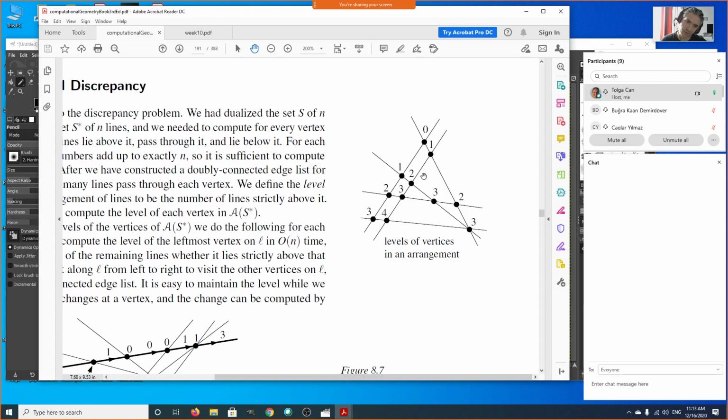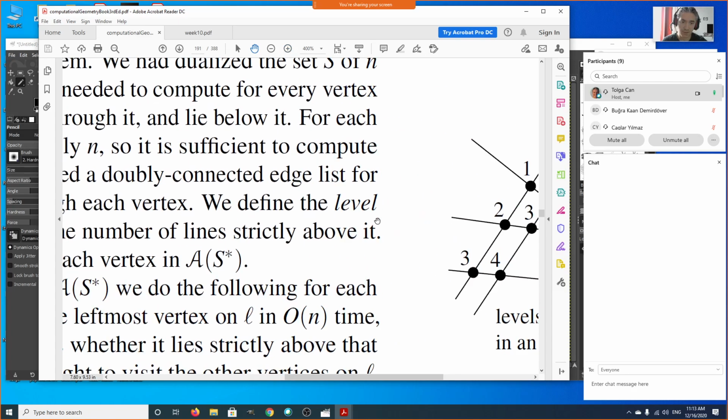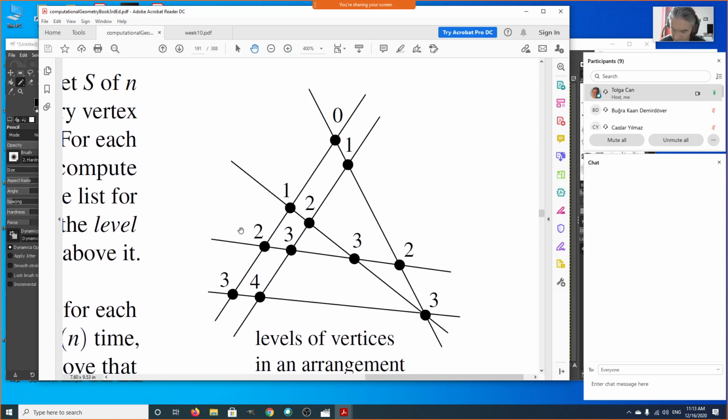So there are 6 of them. Yeah, there are six lines in this arrangement, not 5. I counted wrong. So 1, 2, 3, 4, 5, and 6. So there are 6 lines in this arrangement. Out of those 6 lines, 3 of them are strictly above it. And the lines that are above, let me just again copy this to GIMP and try to describe it over there.